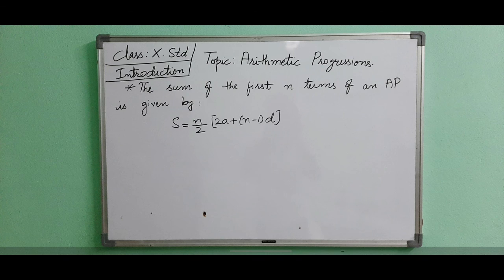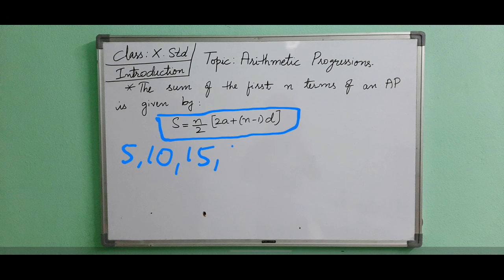The sum of the first n terms of an AP is given by S equals n by 2 into 2a plus n minus 1 into d. Let us see how this formula works and how we can find the sum without doing the addition. Suppose I take the numbers 5, 10, 15 and 20. As the difference is the same between any two terms, a difference of 5, it is in AP. Now we will find the sum of these four terms by using the formula.